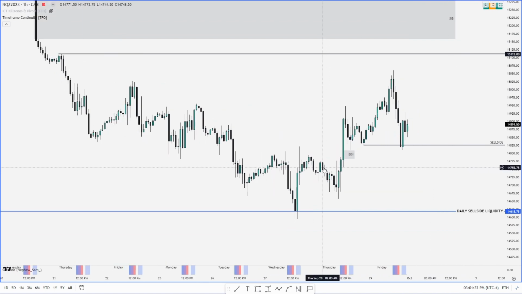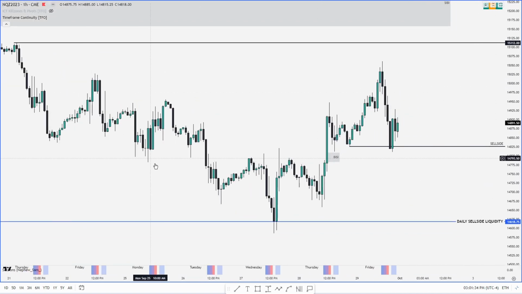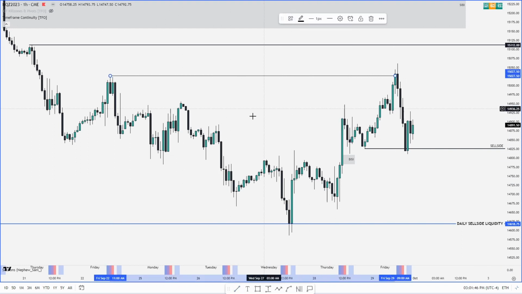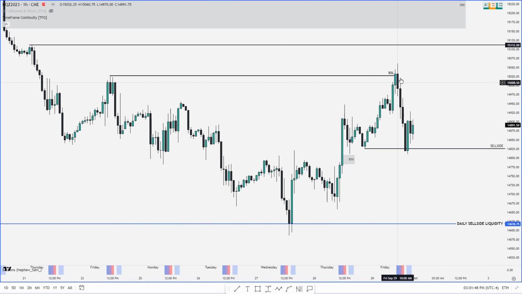As well as order flow, you want to look at your market maker buy models and sell models. So here as well, you have a clear market maker buy model with your smart money reversal after we swept the daily sell side liquidity. After you saw a market structure shift, you could use the original consolidation point as your draw on liquidity. So understanding your market maker frameworks is also important when you're looking at higher time frame.